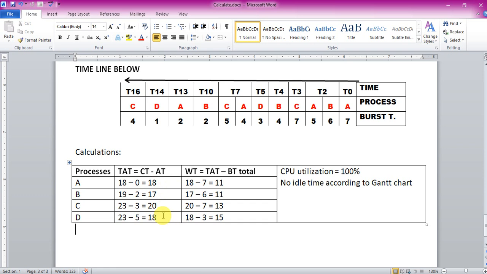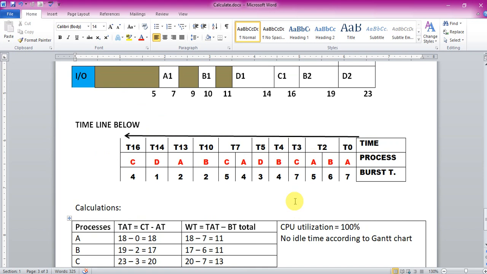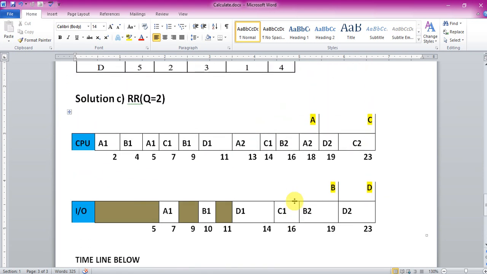If there is any mistaken number, you can correct it. And similarly, waiting time is the turnaround time minus total burst time. Get this one. So I return to our Gantt chart. The CPU utilization is 100%, as we see.